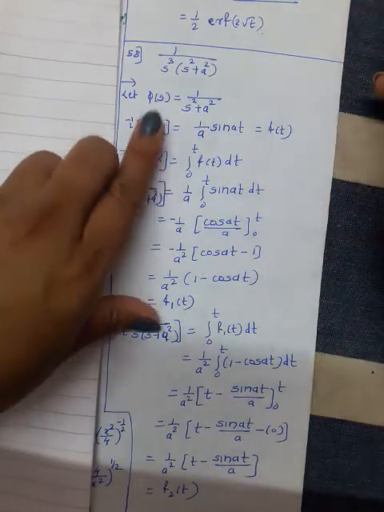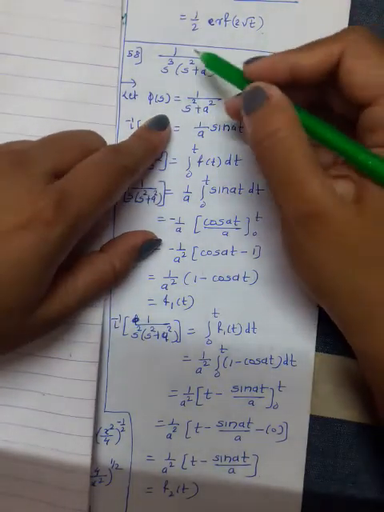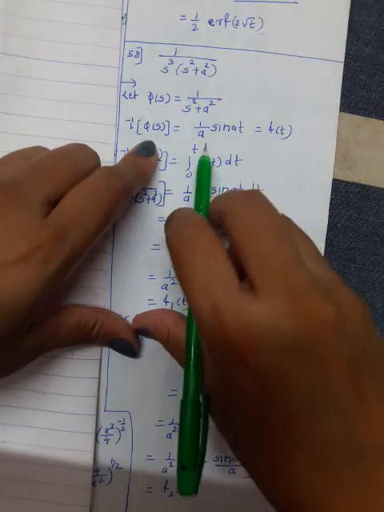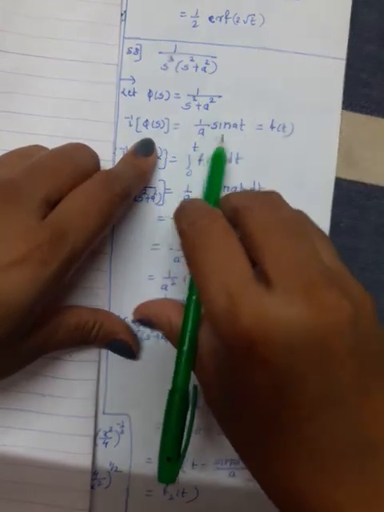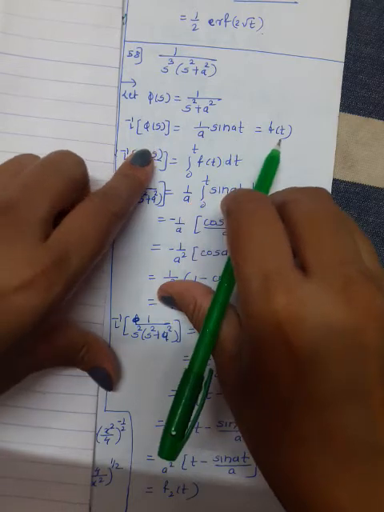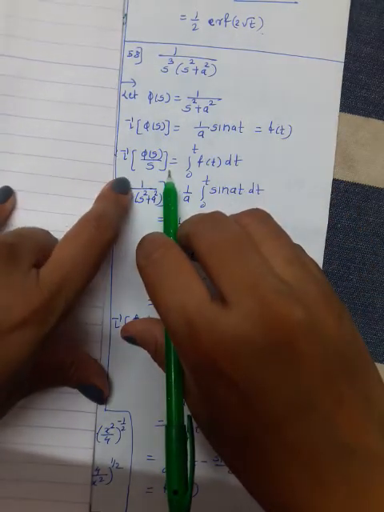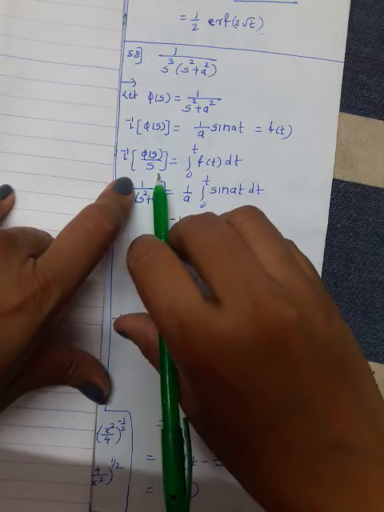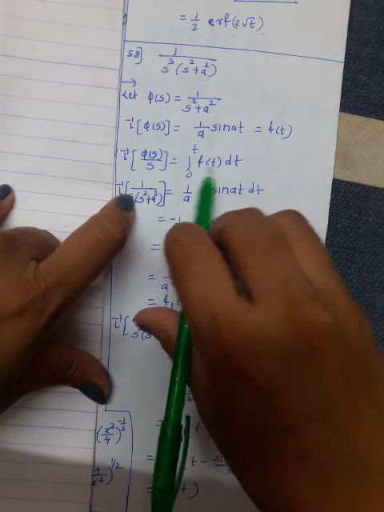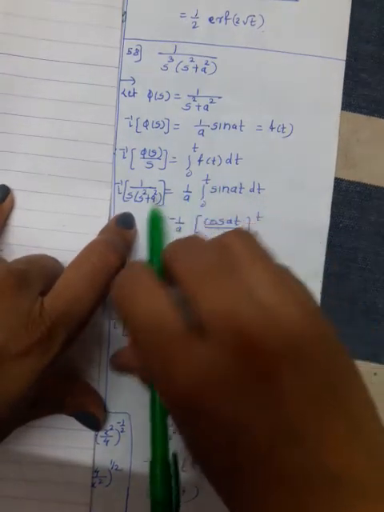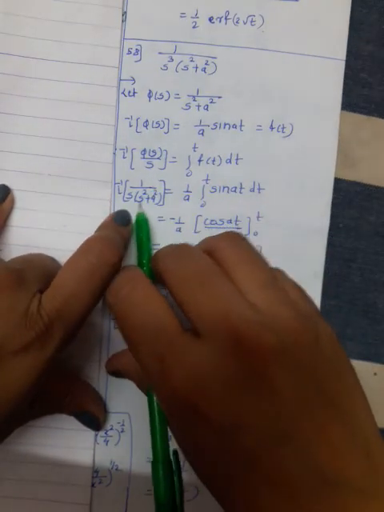Okay, now start. Let phi of s be this function, 1 upon s square plus a square. L inverse of phi of s is 1 upon a sine at, call it f of t. Now first apply this formula, write down the formula first. L inverse of phi of s upon s is equal to integration 0 to t f of t dt. What is f of t? It is the inverse of this function.